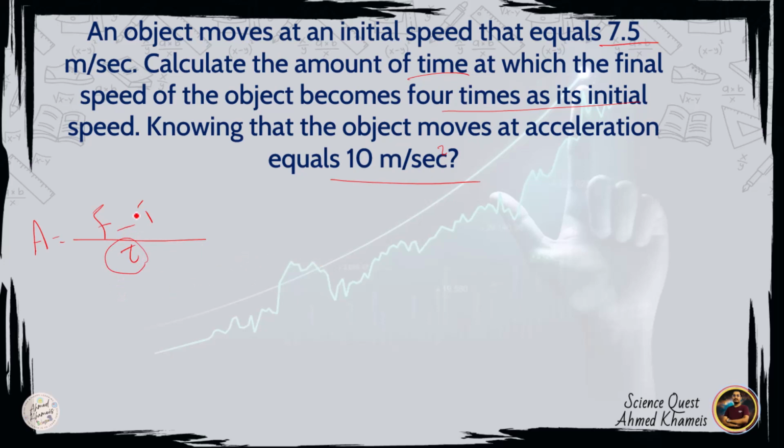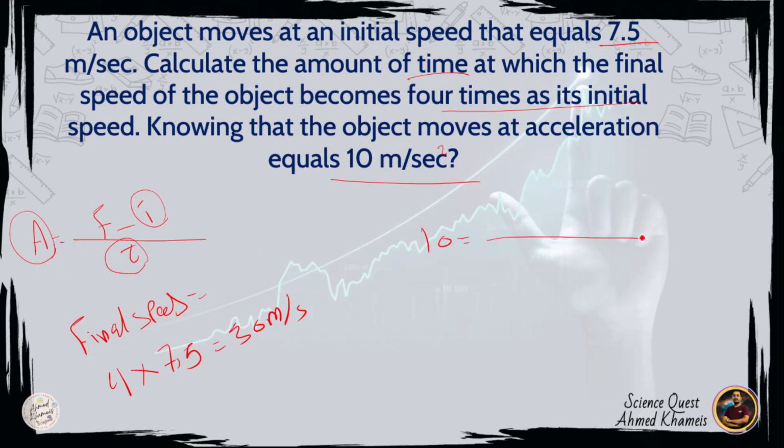So the final speed is 4 times the initial speed. So the final speed equals 4 multiplied by 7.5, equals 30 meters per second. So the acceleration equals 10. So we substitute a by 10. So 10 equals 30 minus 7.5 over time, which we need to calculate.